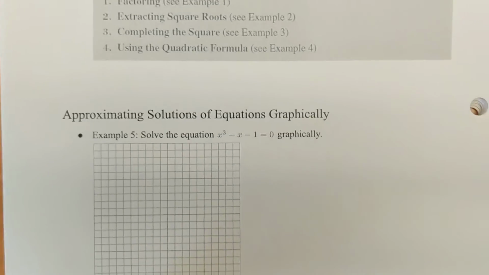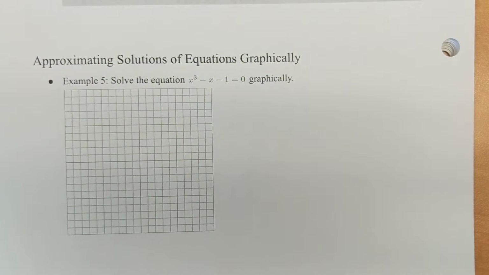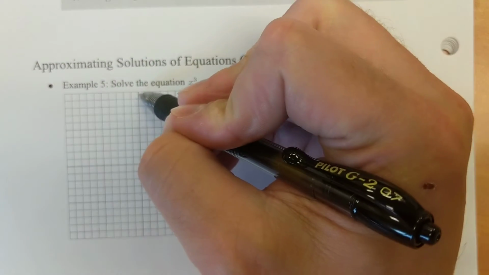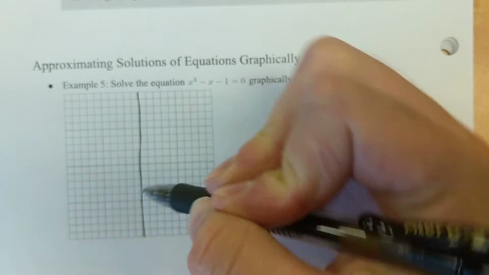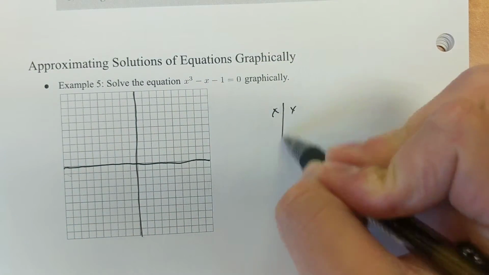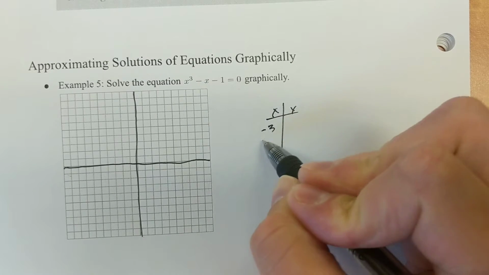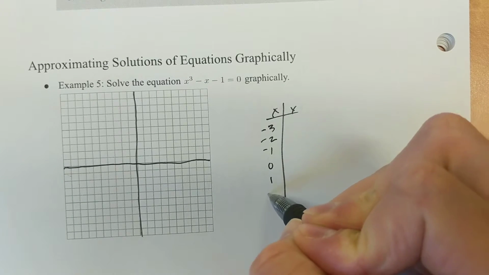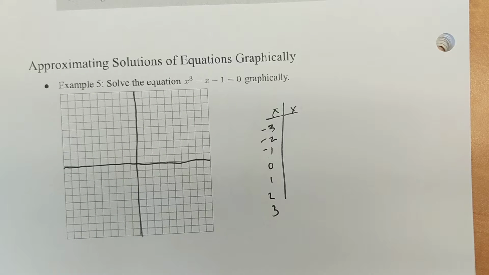All right, so here we have example 5, a cubic. So graphically, once again, we are going to just sketch the graph. So a t-table is needed. So -3, -2, -1, 0, 1, 2, 3. And we're going to see where it crosses the x-axis. So I'll start with -3.